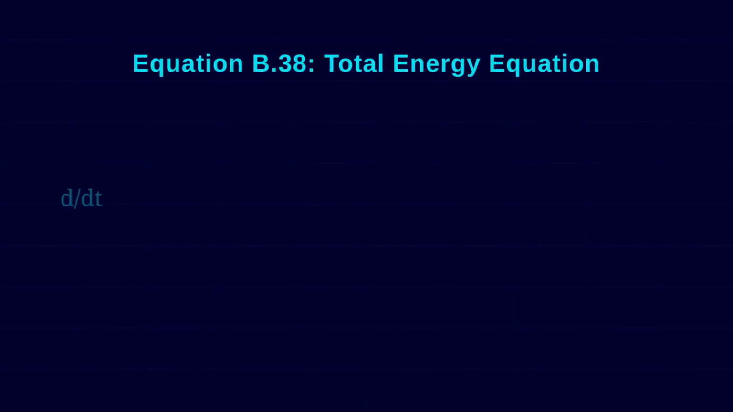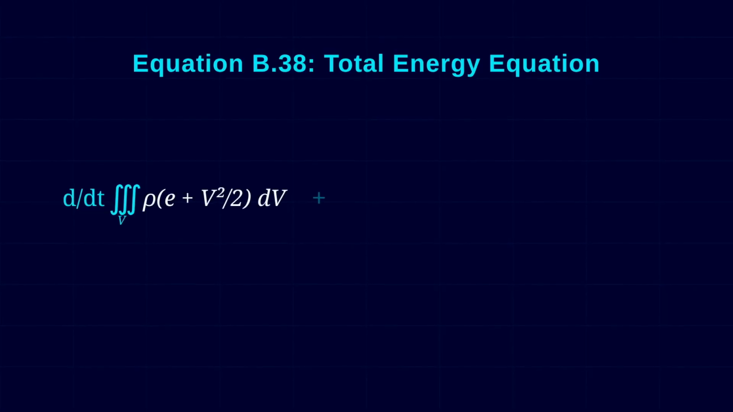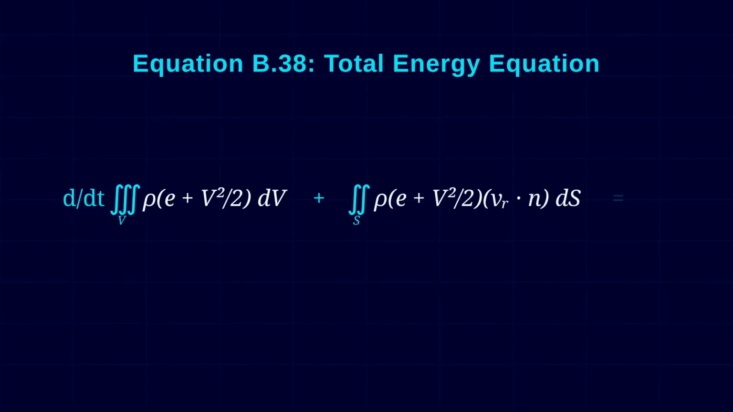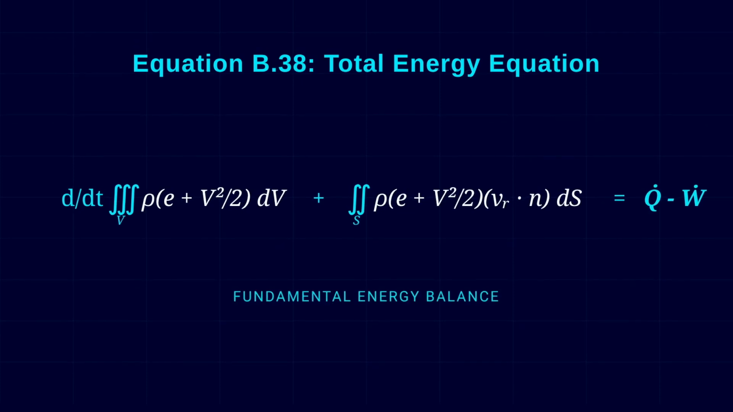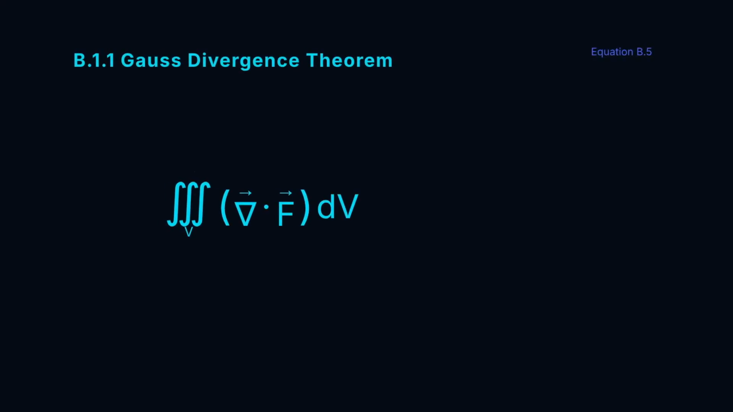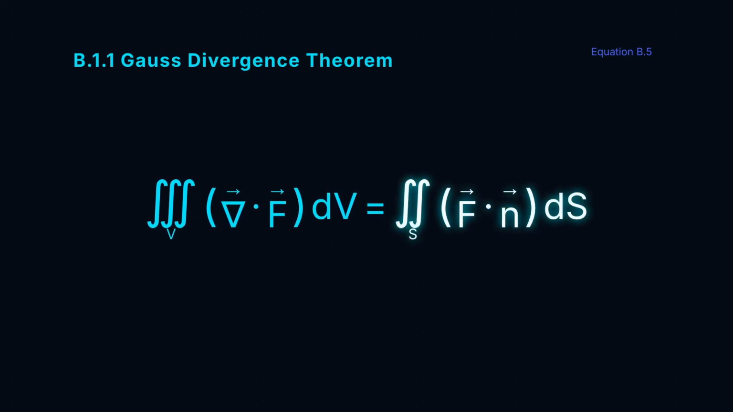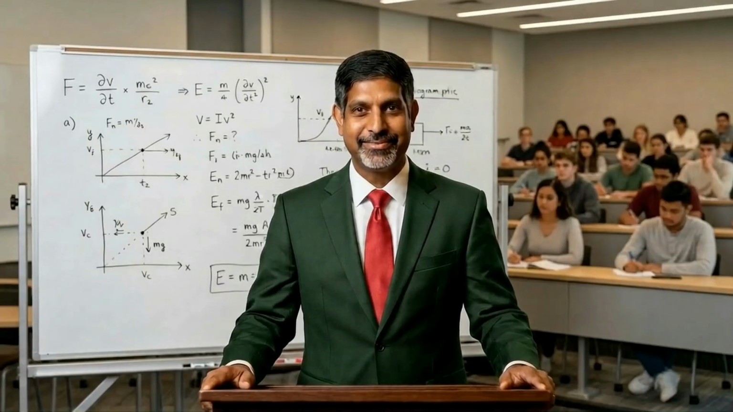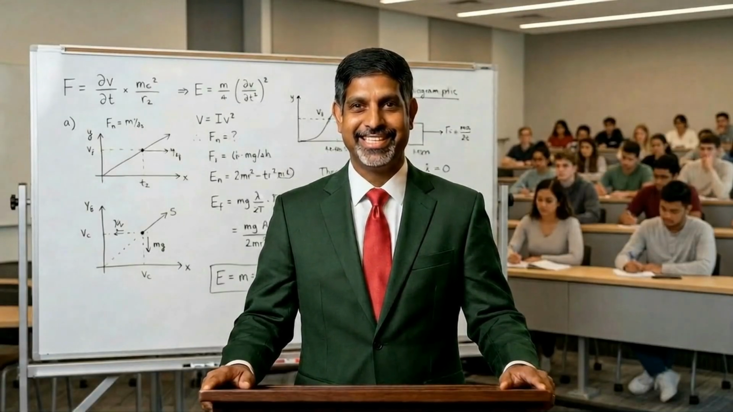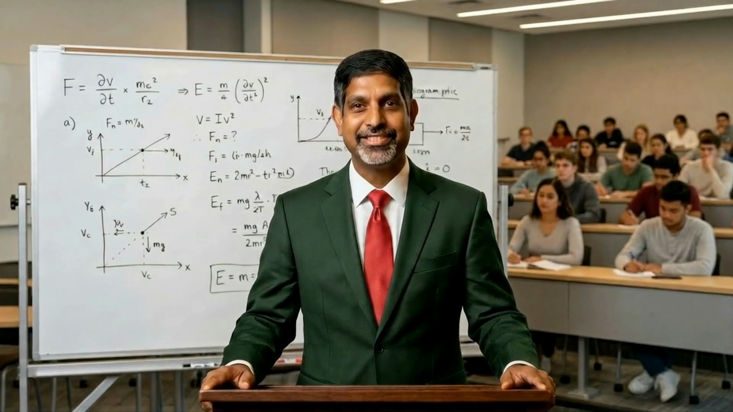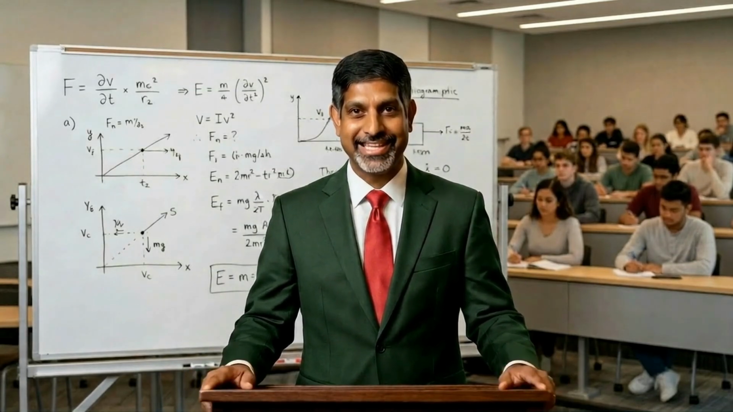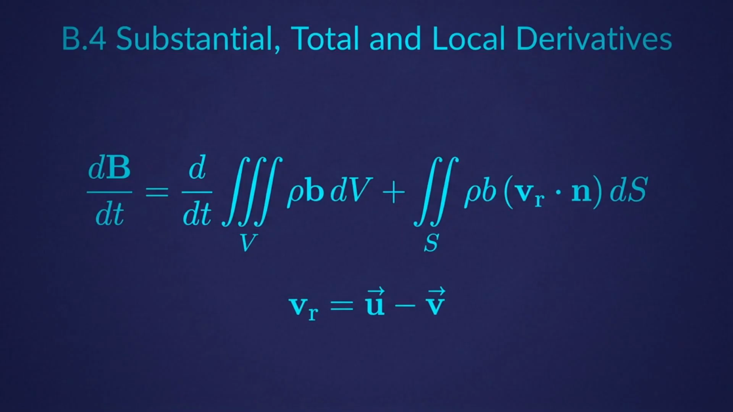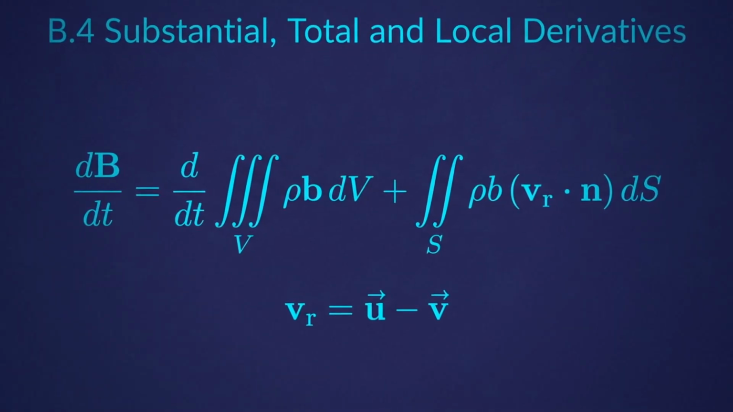Similarly, the total energy equation, B.38, includes terms for heat conduction and viscous dissipation. Even in our simplified engine analysis, these fundamental balances are the ultimate source of truth. To bridge from these integral forms to the differential equations engineers use in design, we employ the Gauss divergence theorem. This allows us to convert surface fluxes into equivalent volumetric rates of change. This theorem is the mathematician's gift to the engineer. It's how we transition from observing the boundaries of our nacelle to understanding the complex gradients happening deep inside the engine core.